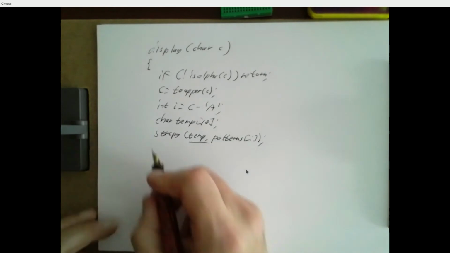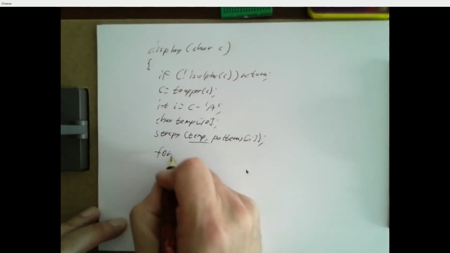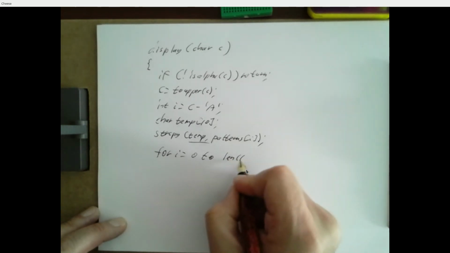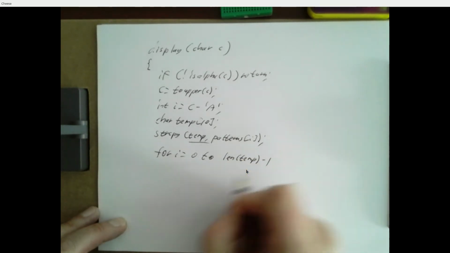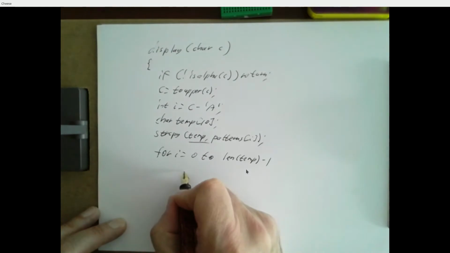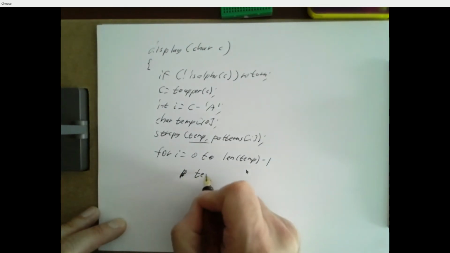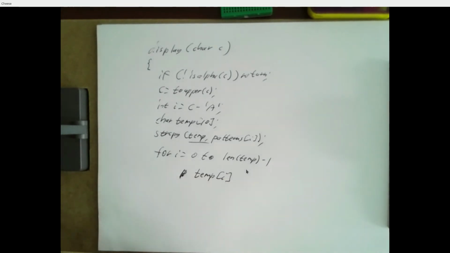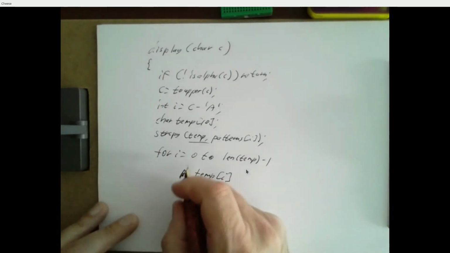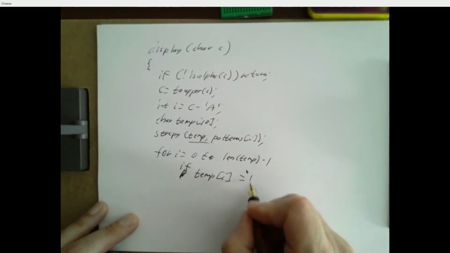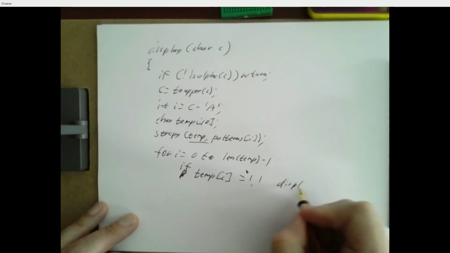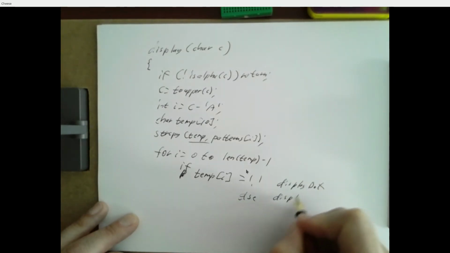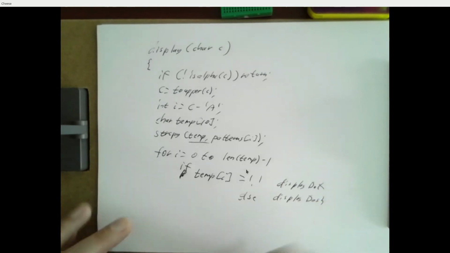Right, so now for i equals 0 to length of temp minus 1, temp bracket i is a dot or a dash. All right, so you can say if it's a dot, display a dot, else display a dash, and so on.